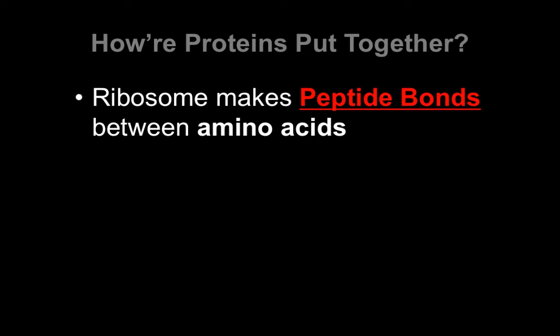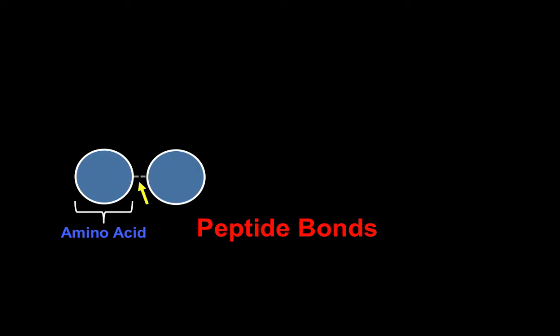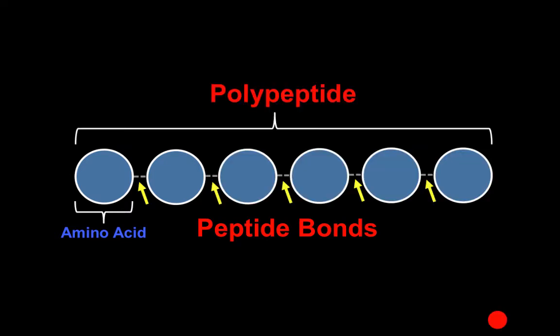Now, when the proteins are put together, the ribosome is actually going to make a certain type of bond between the amino acids called a peptide bond. And this is going to form a polypeptide chain, which is another name for a protein. It just means many peptides. So for example, we have an amino acid, and then another amino acid is going to be bonded to it with a peptide bond, and so on to form our polypeptide, which is our protein.